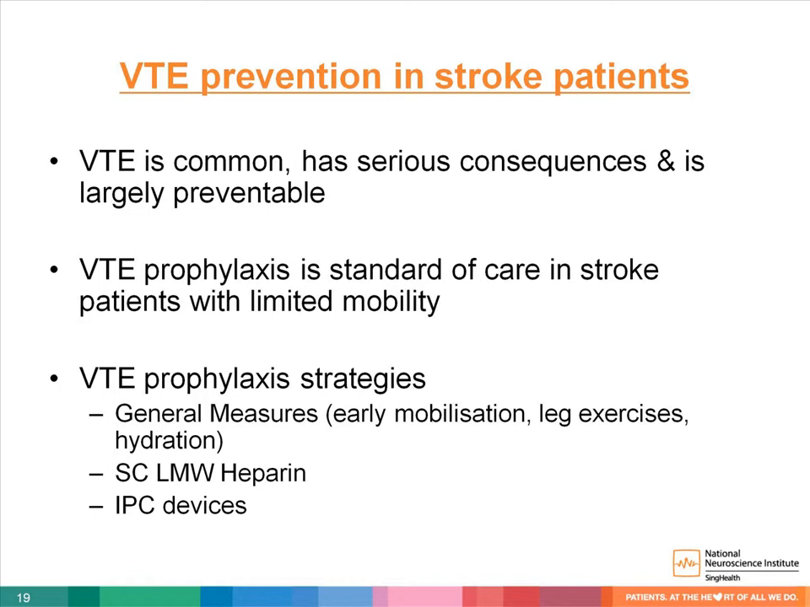There are three main strategies for VTE prophylaxis in stroke. Importantly, we must not forget general measures of early mobilization, leg exercises, and good hydration. These should be implemented in conjunction with either mechanical or pharmacological measures. Subcutaneous low molecular weight heparin is also effective, but there are concerns of bleeding risk. IPC devices are effective for both ischemic and hemorrhagic stroke.